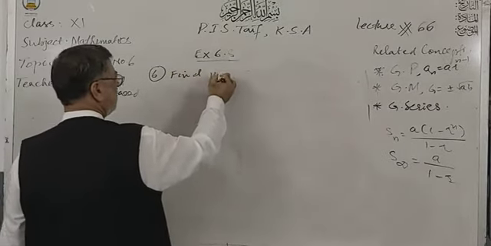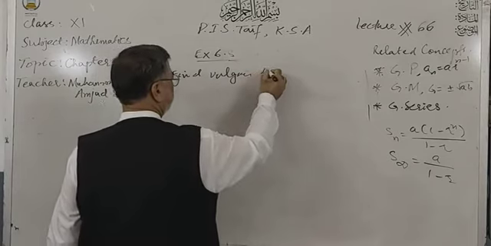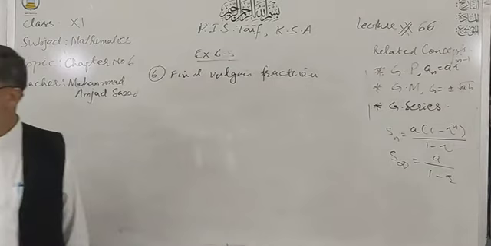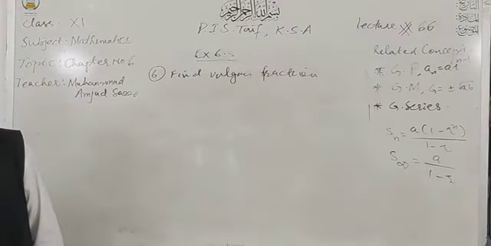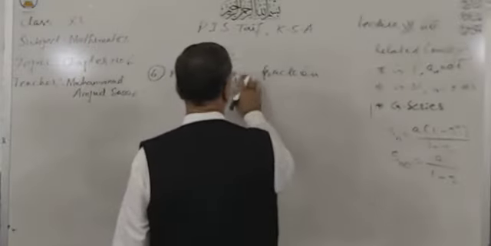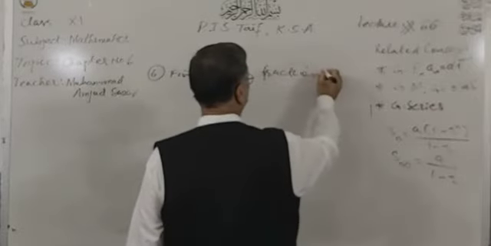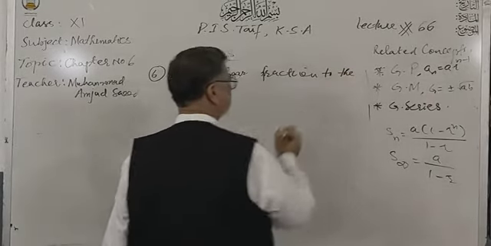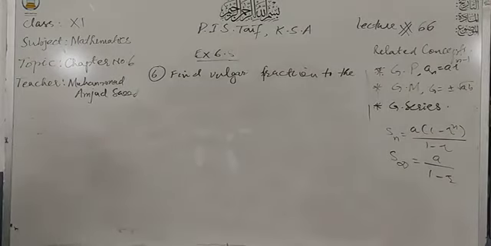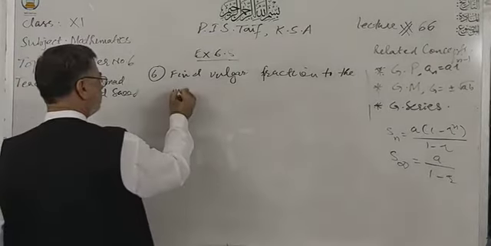Find the vulgar fraction of the recurring decimal. Part number 3: 0.259 with dots above.